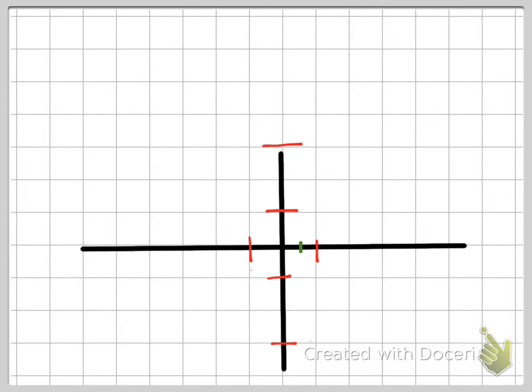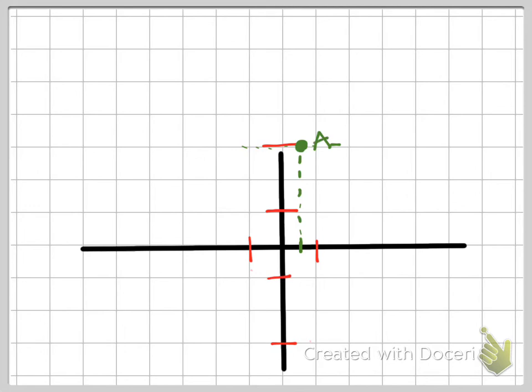And then where is the 12? The 12 was up here. And so remember, when you graph ordered pairs, it's where the two intersect. So my point would be up here. That is my ordered pair. And we could call that point A, 2, 12.